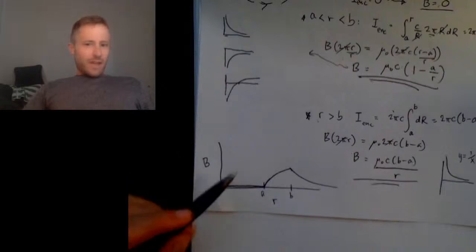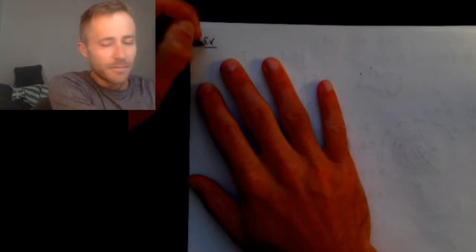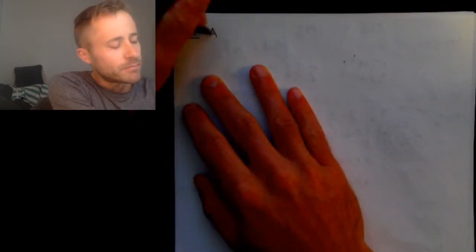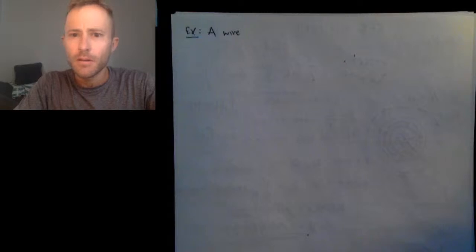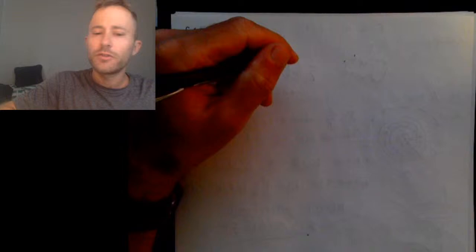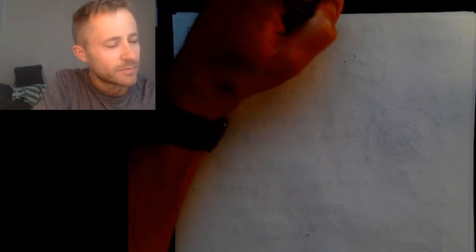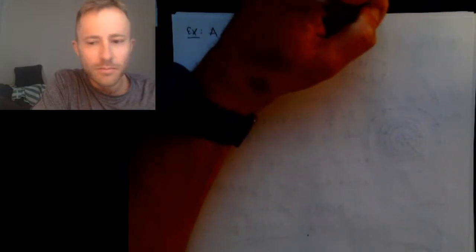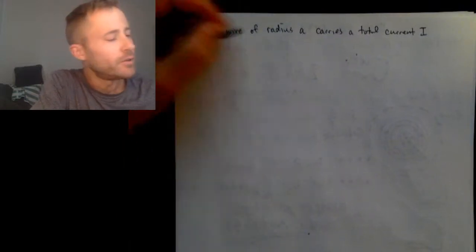So anyways, that is that graph. So now let's go ahead and look at the next example, a wire. Let's see, a wire of radius A carries a total current I, and it carries that current uniformly.